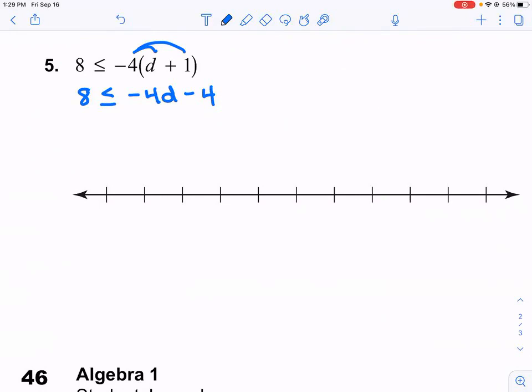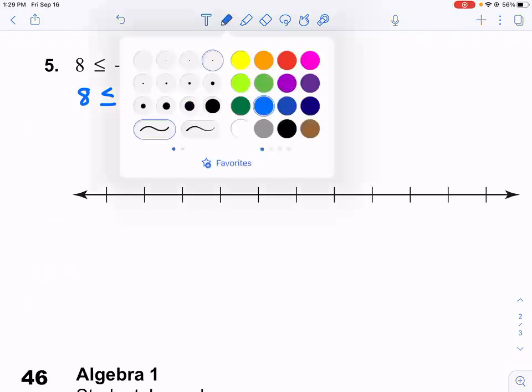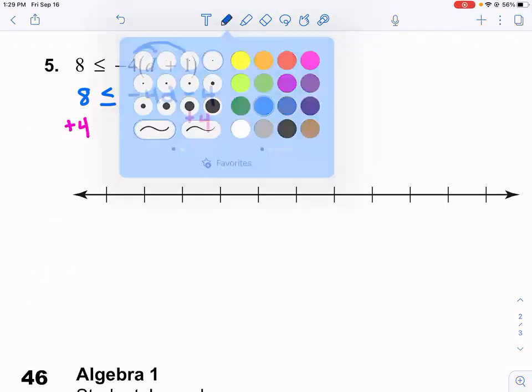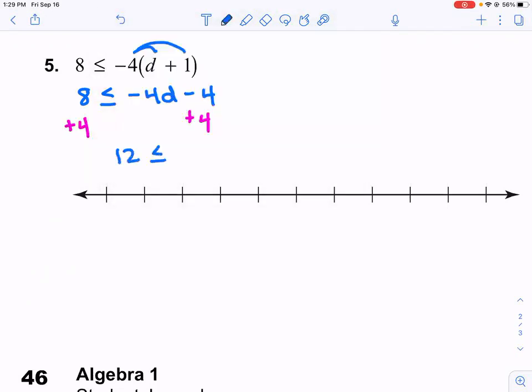Andrew, you're in control of this problem. What do you do? So you add 4 to 8? Okay, you want to add 4 to both sides? Yeah. So that we have 12 is less than or equal to -4D, right? And then we divide by -4, which is -3.